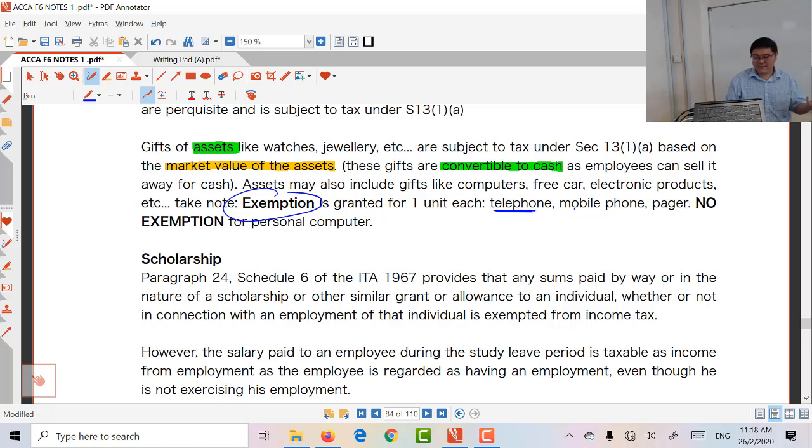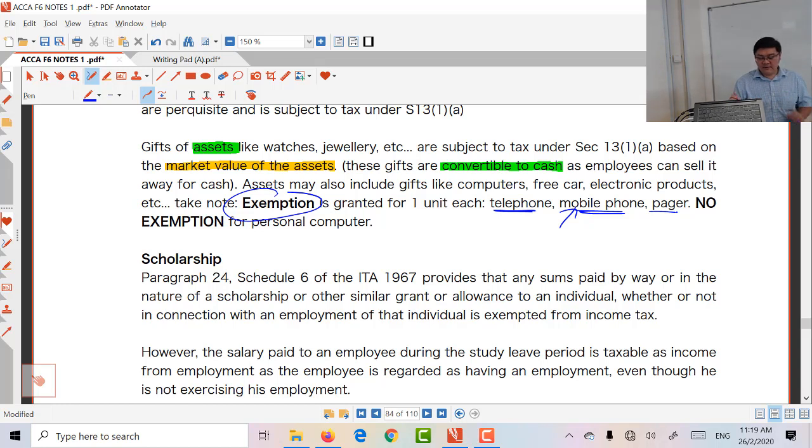If you get a telephone, what's the value, right? But a mobile phone is quite different. If you get a mobile phone, the value can be quite high. I can give you an Apple phone, which is like 6,000 ringgit, for example. So I can give you a very expensive phone, which will still be exempted. And a pager will also be exempted. That's all, okay?